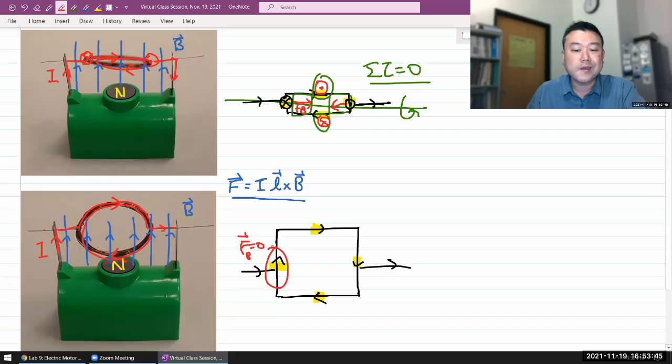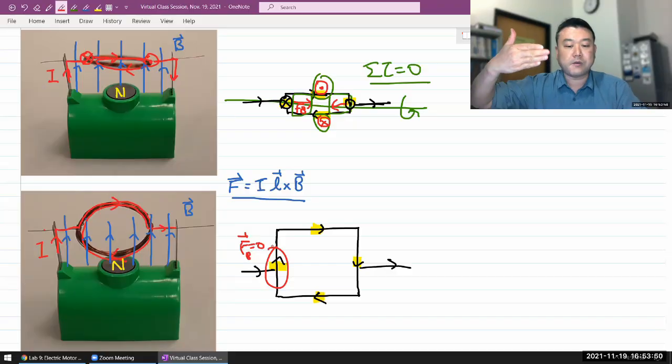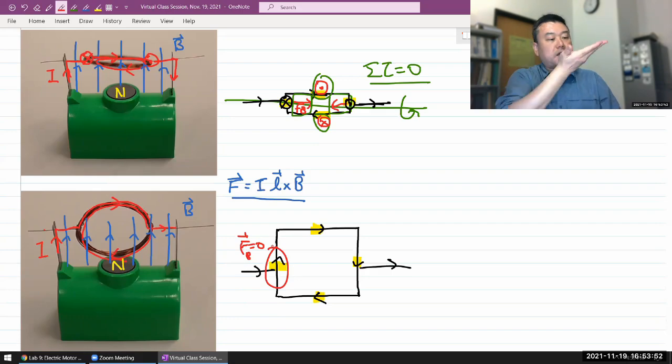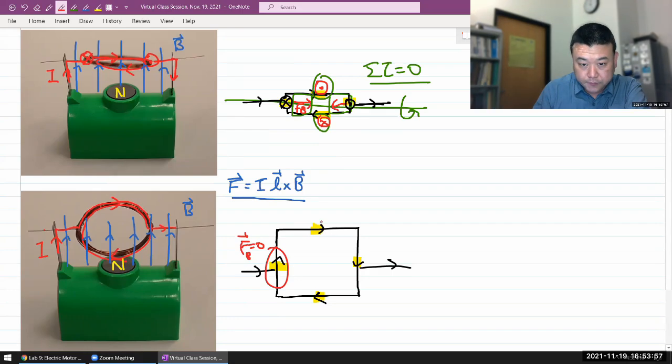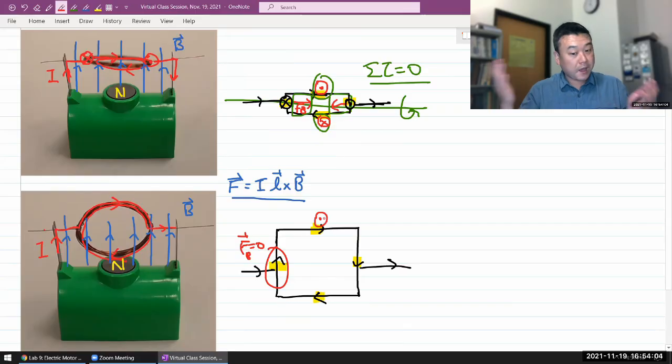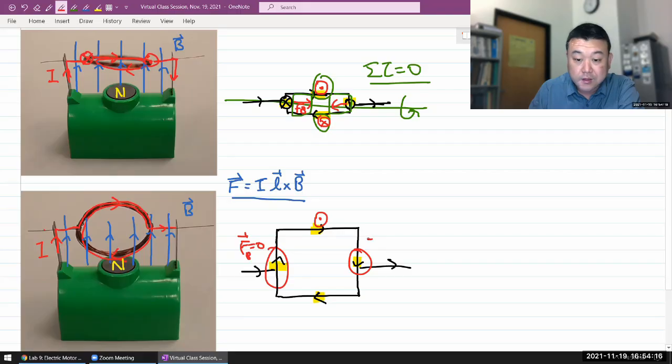Okay, let's keep going. At the top, where the current flows from left to right, I want IL cross B, okay, magnetic force is pointing out of the screen. Let me just make sure that looks correct from my perspective. On the right segment, I think the same thing is going to happen, because for this segment, the magnetic field is anti-parallel, and 180 degrees, sine of that is also 0. So magnetic force here is 0 as well.